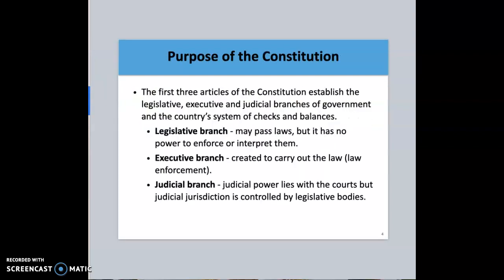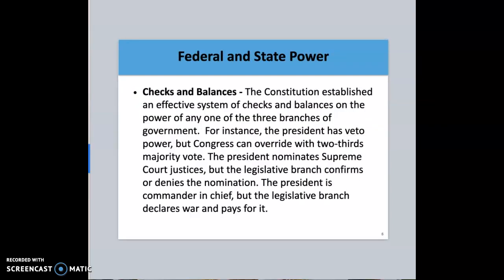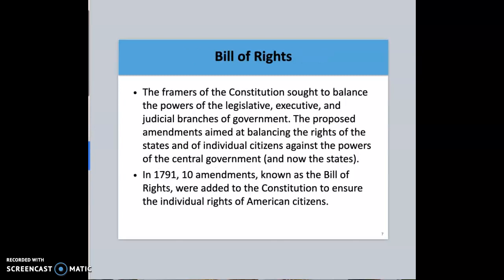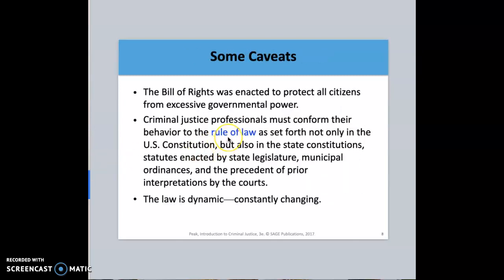And then the other thing I wanted you to understand is the rule of law. Make sure you pay attention to that area of the rule of law that's outlined in Chapter 8 as well, because understanding the rule of law is very important and applicable to criminal justice professionals.